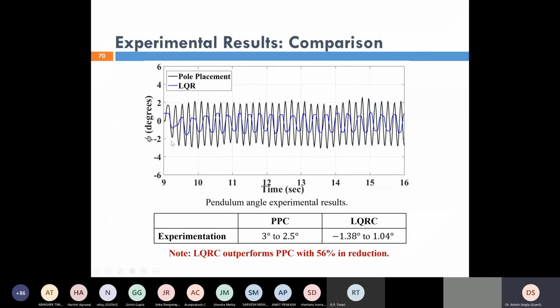You can see this is a comparison of the swing angle of the pendulum for both the controllers, where the black one shows the result of the pole placement control, and the blue one shows the results of the LQR control. So here you can see with the experimentation, there is a 56% reduction in the oscillation level. So the LQR controller, being the optimal one, performs much better as compared to the PPC control.